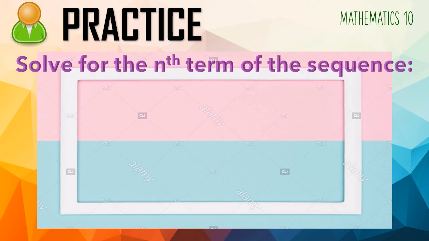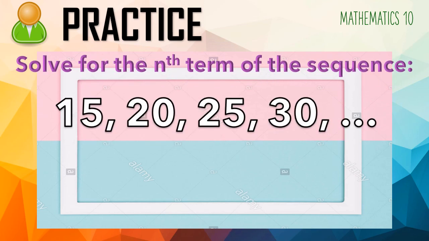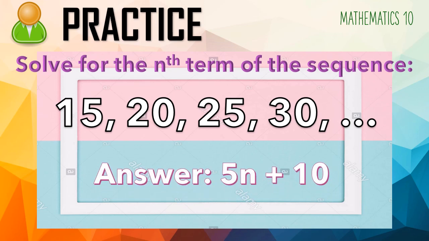Okay, so next practice exercise, we have the sequence. I'd like you to find the general term or the nth term of the sequence. Okay, our answer for this is 5n plus 10.